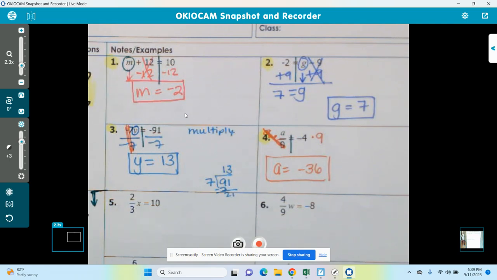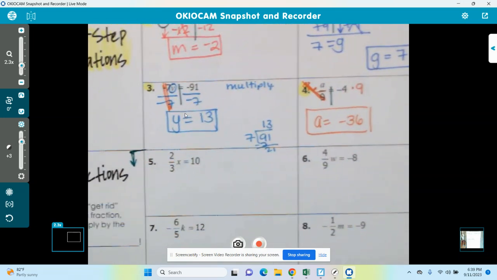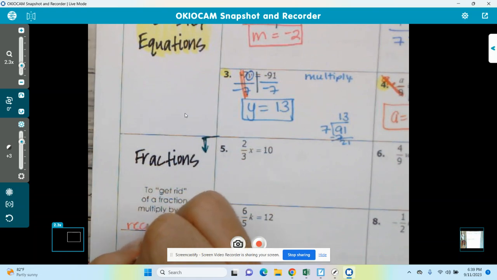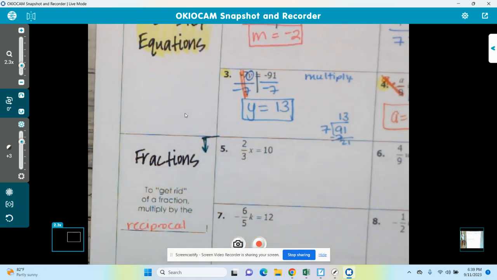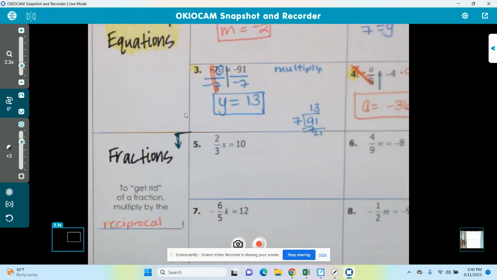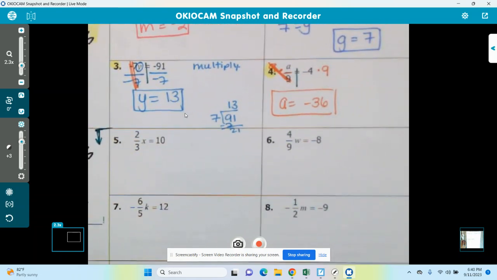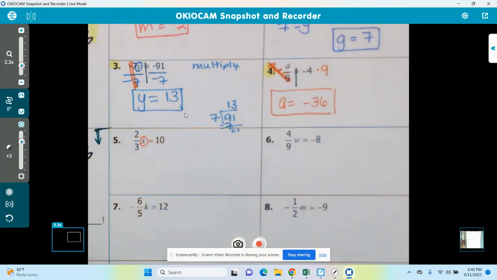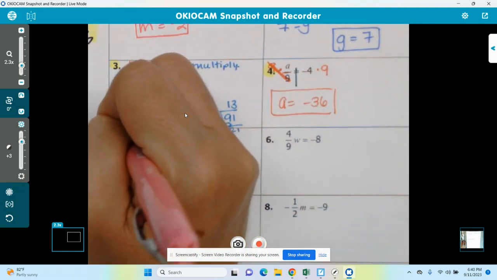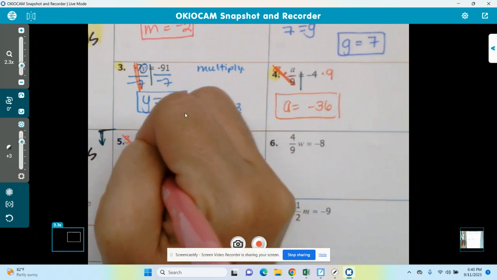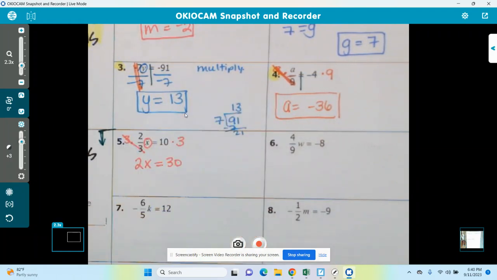Now down here where it says fractions, these can be done in one step by using this over here. It says to get rid of a fraction, we're going to multiply by the reciprocal. But that's not the way that I teach this. I teach this that we're going to get rid of the fraction first. Here's our variable. I can't move that 2 until I move the 3. So if they're dividing by 3, then we're going to do the opposite, which is to multiply by 3. So I'm left with 2x on the left and 30 now on the right.